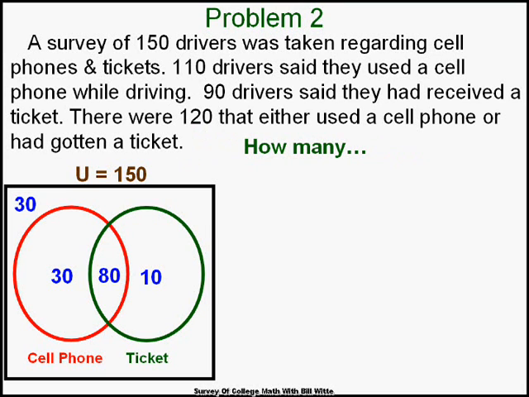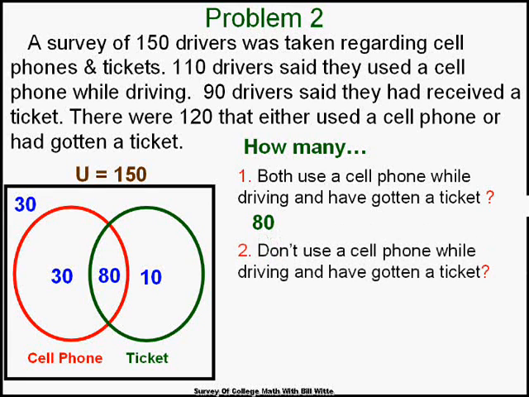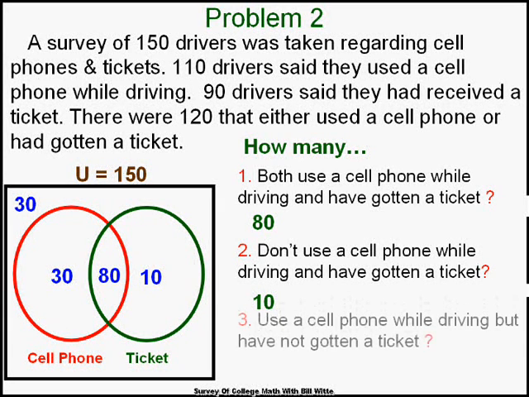So let's go back to our questions. How many people both use a cell phone while driving and have gotten a ticket? 80 people use a cell phone while driving and got a ticket. How many don't use a cell phone while driving and have gotten a ticket? This is the amount of people that don't use a cell phone and they've gotten a ticket. That's very revealing, isn't it?